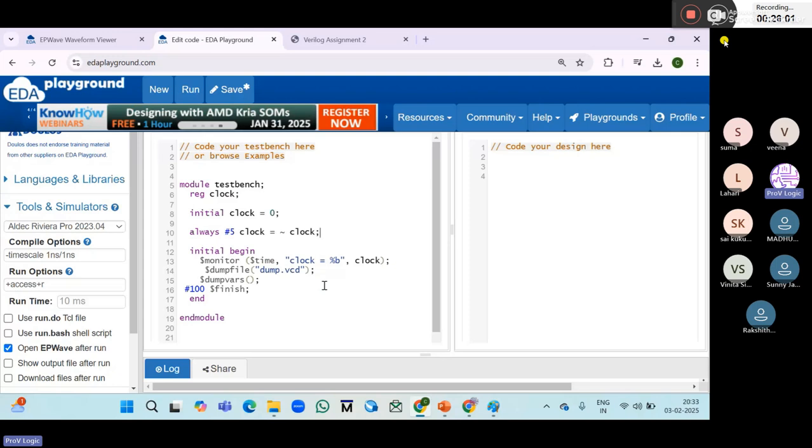What is the difference between $display and $monitor? $monitor displays the output at each change, but $display displays it only once, at the end, the last output. But monitor displays for each change. Okay. Then what about $write and $strobe?